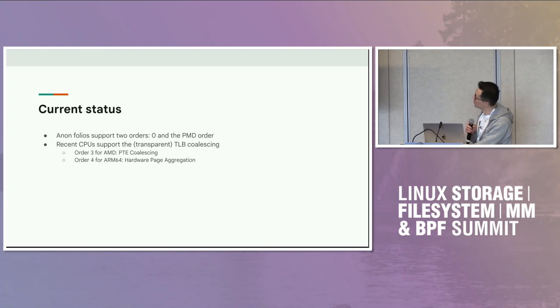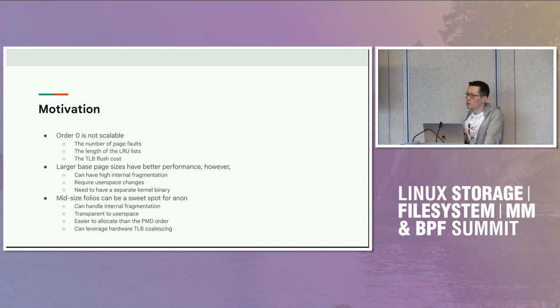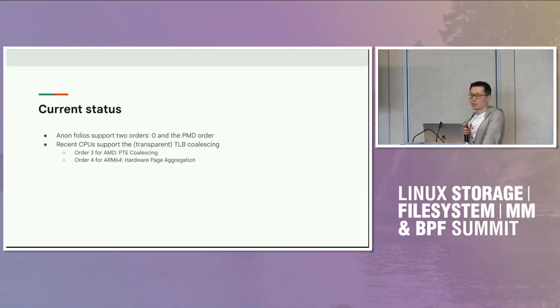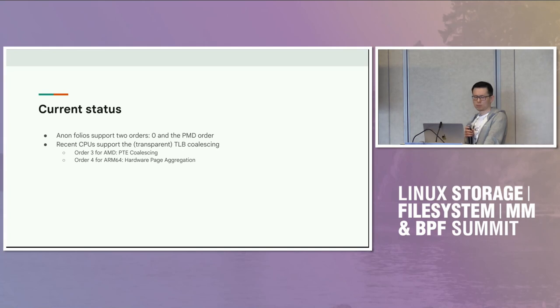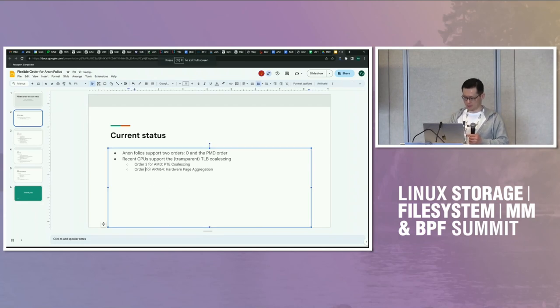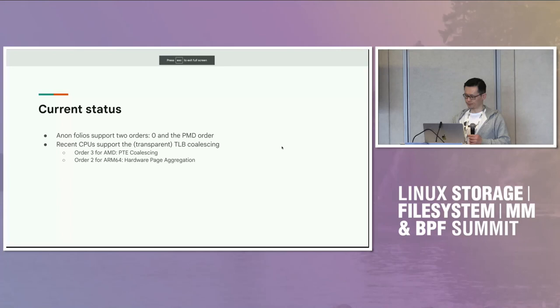Anything I missed? I guess that's it, right? Hi, sorry, this is Ryan Roberts. Just a very minor point. ARM64 actually supports two separate things. The hardware page aggregation feature is order two normally, and then it supports order four with its contiguous bit, which is an explicit hint in the page table entry. The contiguous bit is not transparent, and that one is order four, right? The one that's completely transparent to software is called hardware page aggregation, which is order two. Yes, thank you. I just fixed this. So order two for HPA, which is transparent.